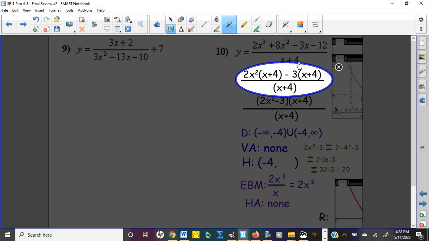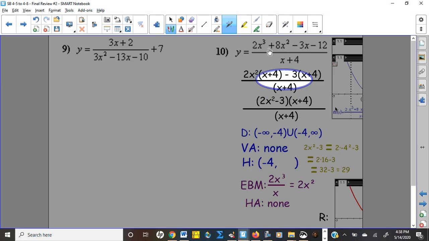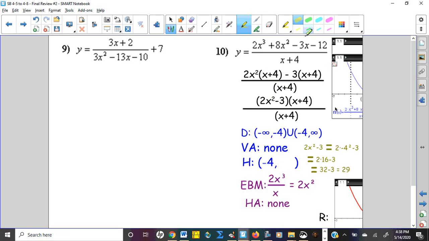And then what we realize, quite fortuitously, is that the 2 terms I have remaining both have a common factor, an x plus 4. So I can factor that x plus 4 out, leaving me with the 2x squared minus 3. And now I have the top factored. So I had to go to factoring by grouping for that one.